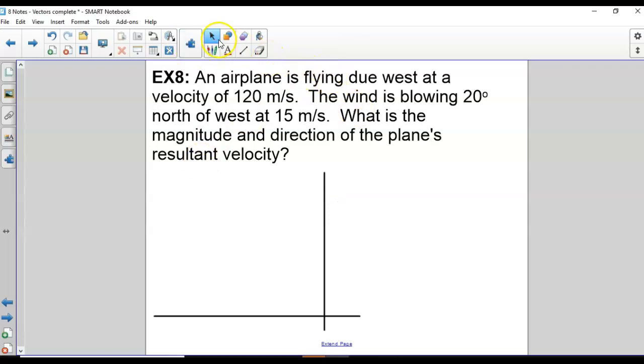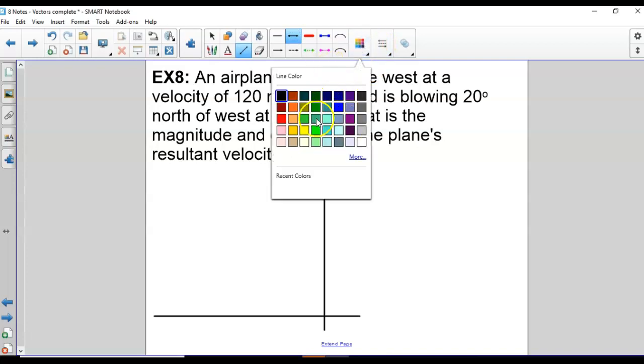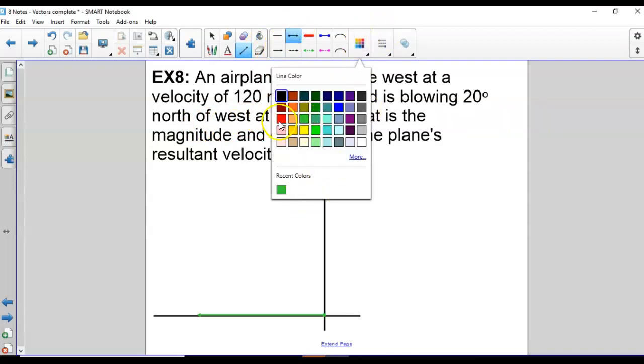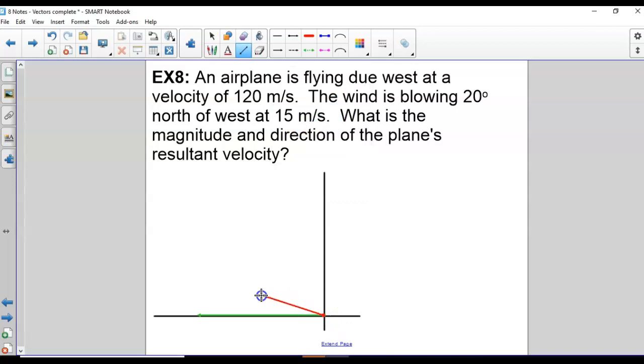And let's see, the plane is flying west at a speed of 120, and we have the wind blowing 15 meters per second at 20 degrees north of west. So if we draw that, north of west, west is the main direction, but we go 20 degrees to the north of that.